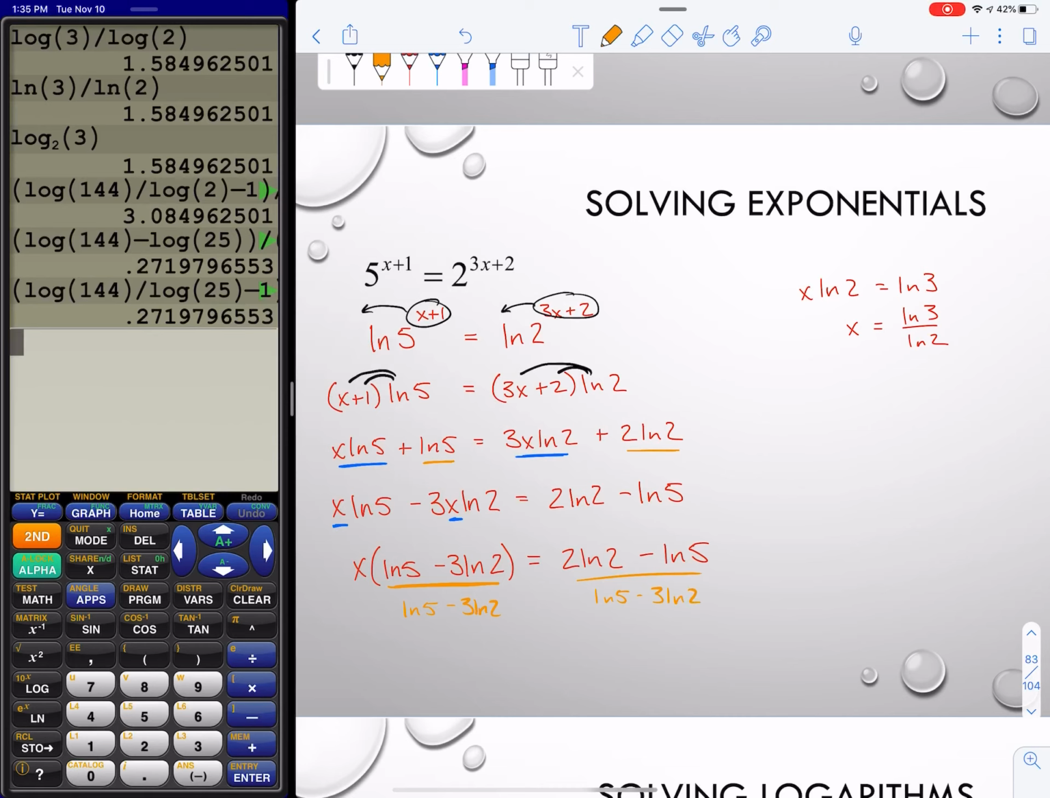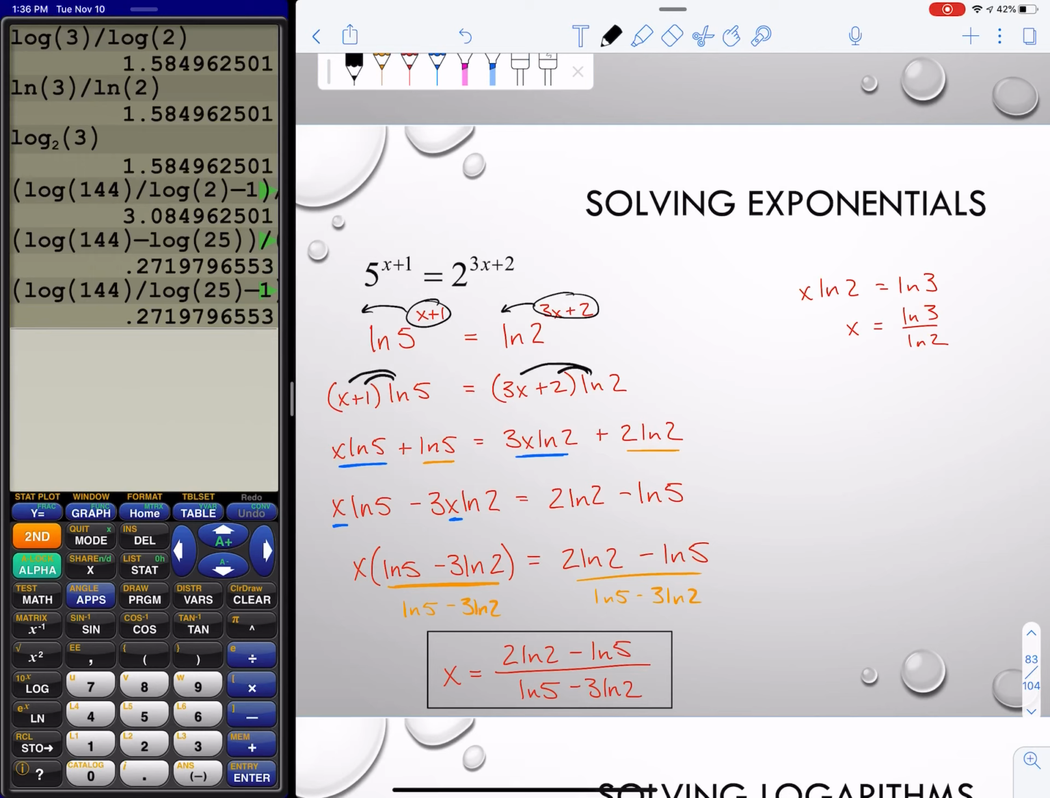Okay, and what we're going to end up with in this case is x equals 2 natural log of 2 minus natural log of 5, divided by the natural log of 5 minus 3 natural log of 2. At this point, you have a final answer, right? I have something that's written in terms of all natural logs or log base 10. There are no x's contained in the right-hand side, and I simply have x equals some quantity. We have a final answer.